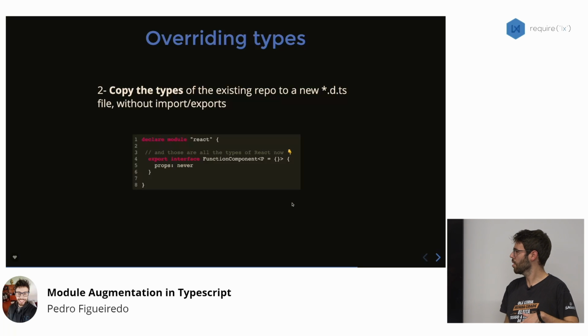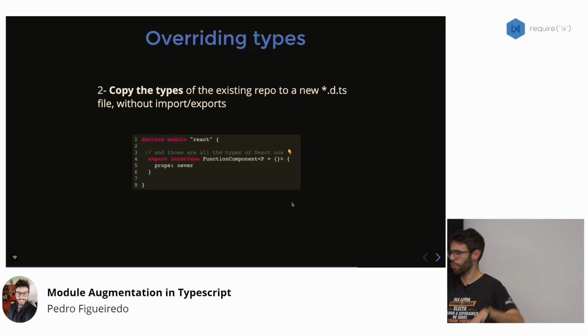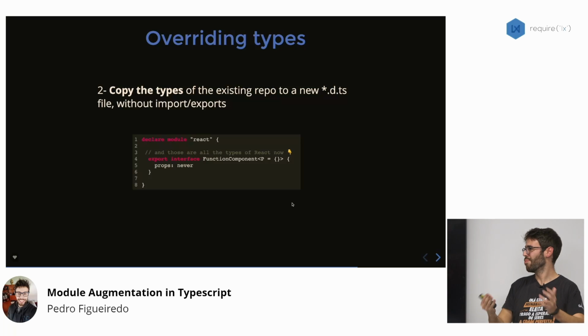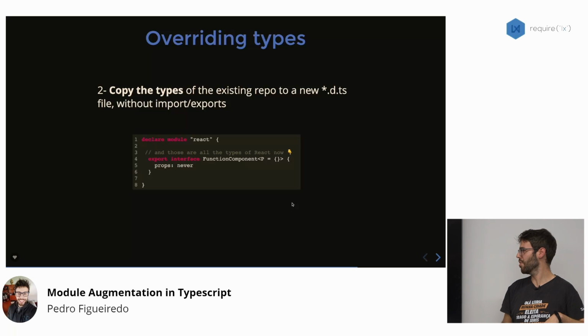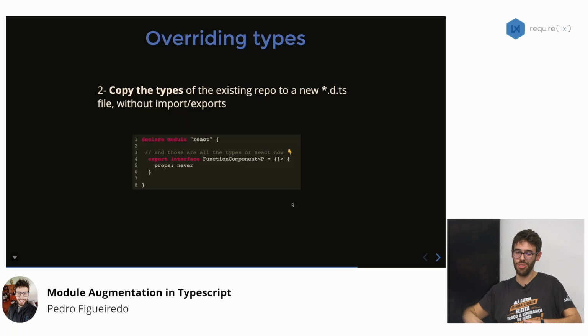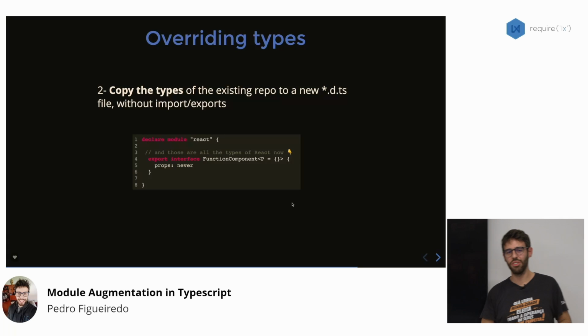The second thing, as I told you, is you can just declare the module. And if you don't have any imports or exports in there, this will be all the types there is for React. So what you do, because you want to have all the types that existed before, is you copy everything, you paste the 1,000 or 1 million lines in here, and then you just change whatever you want. And this will be all the types of React. As you see, this is not too manageable.